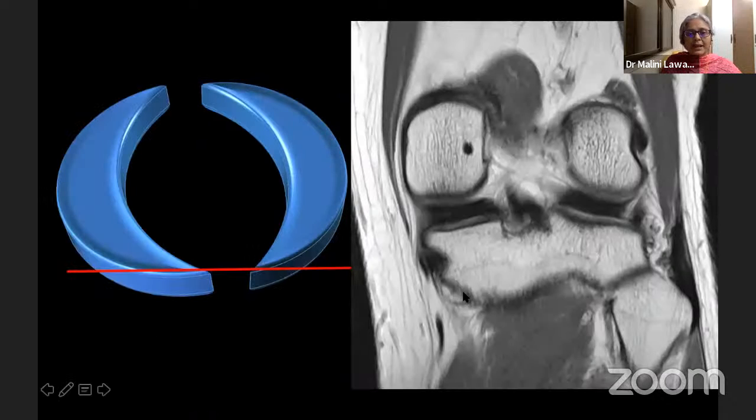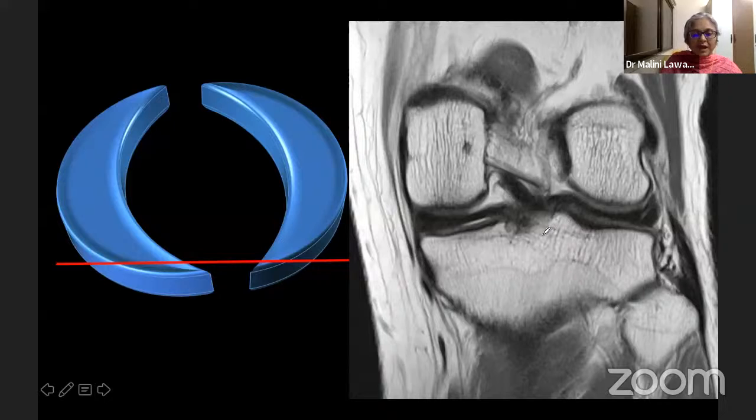Now let's look at the anatomy on the coronal images. So this image here tells you where the MR section is passing through. Now this here is the medial meniscus posterior horn. And it's dipping down here, which is its root attachment. This here is the posterior horn of the lateral meniscus. This here is the popliteus tendon, and these are the popliteomeniscal fascicles.